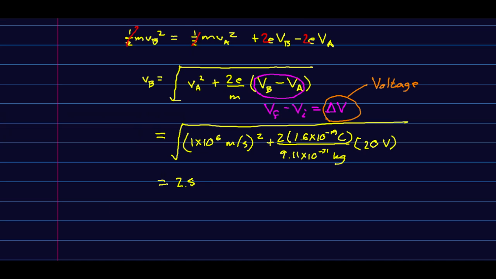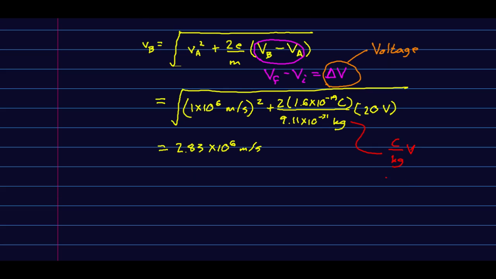And I get 2.83 times 10 to the 6. We know it should be meters per second. Let's just verify that it is. This is fine. Meters squared per second squared, all square rooted. But let's check this part. We have coulombs per kilogram times volts. And a volt is a joule per coulomb. And so the coulombs cancel, and a joule is just a kilogram meter squared per second squared. And so that leaves us what we should have.